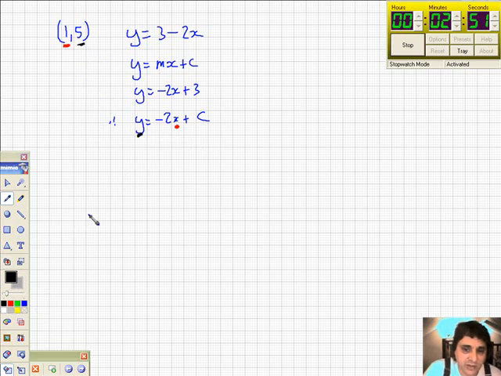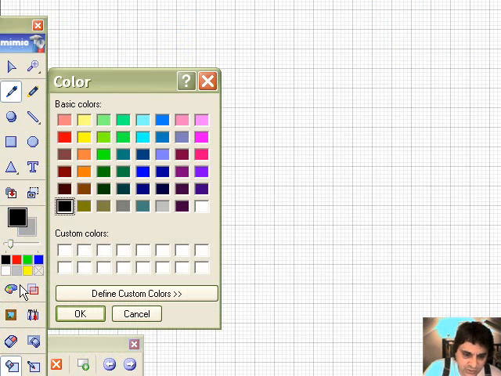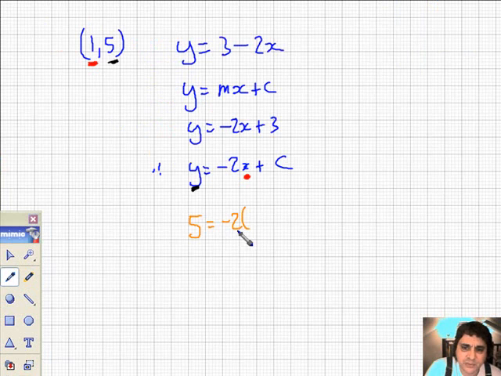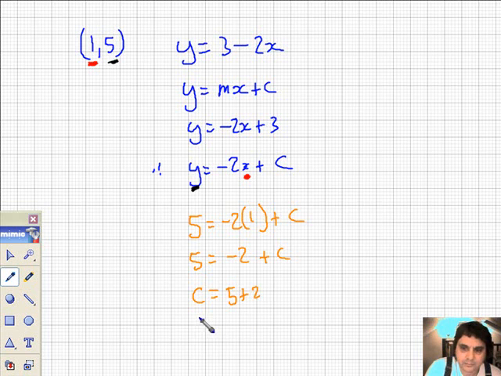Look, I'm colour coding nicely today. Choose a different colour so it stands out. We'll go for one of these little orangey things. Right, here I go. y is 5, so 5 equals minus 2 times 1 plus c. So 5 equals minus 2 plus c. Take the minus 2 over and plus it. So c is going to be 5 plus 2. So my intercept will be on 0, 7.